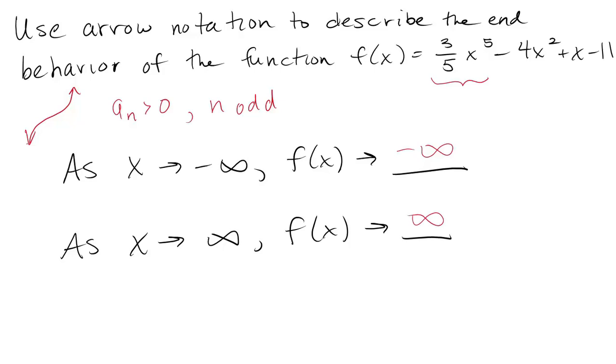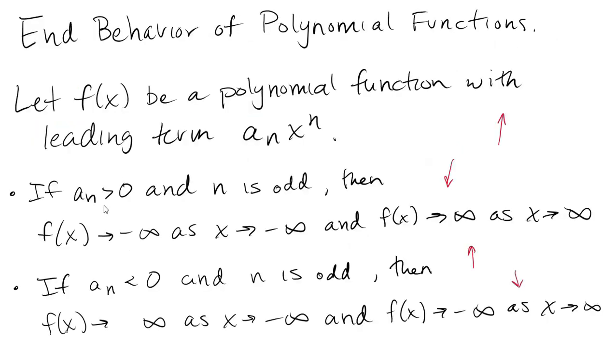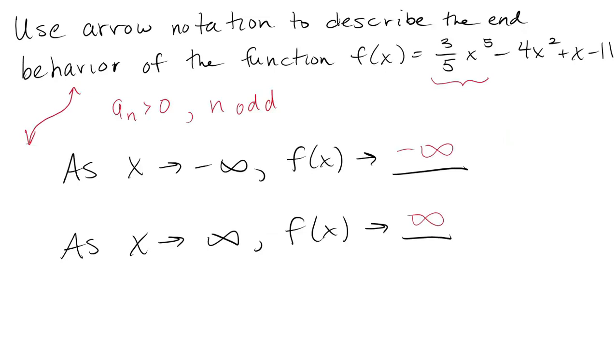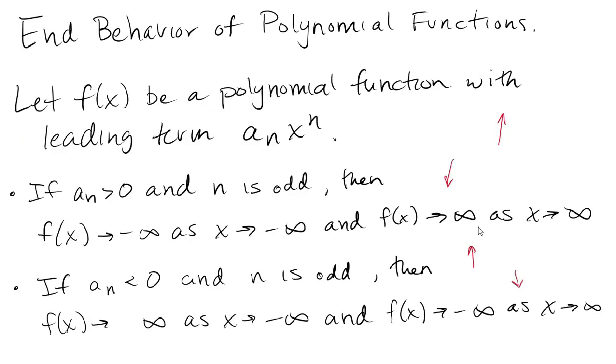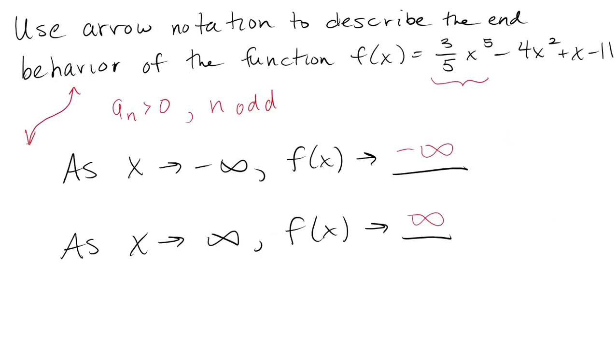You can go back and look at the rule. If a sub n is positive and n is odd, then f of x goes to negative infinity as x goes to negative infinity. That's how we filled in the first blank. And f of x goes to infinity as x goes to infinity, and that's how we filled in the second blank. We're following the rule, but rather than memorizing the rule word for word, I just remember the spirit of the rule, which is that all functions with the same properties of their leading term behave in the same way on the ends. So if I can think of an easy function and how it behaves, I can apply those same rules to the more complicated function.